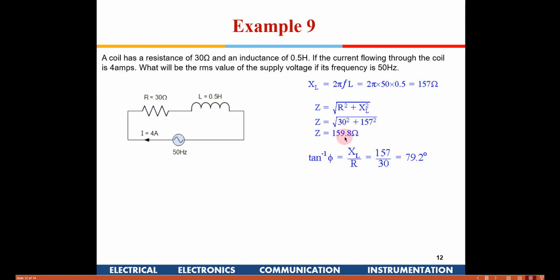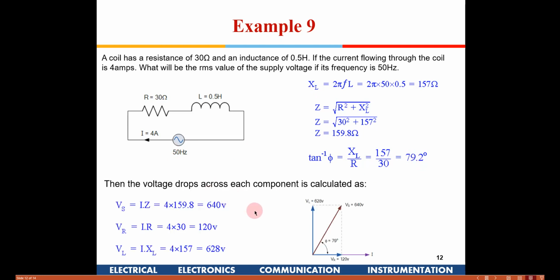So you get 159.8. And the phase angle will be tan inverse of XL divided by R. This is again what we learnt in the theory, XL divided by R. So 157 divided by 30, you get this angle, right? So once we know the value of Z and the angle, we can compute the current easily.